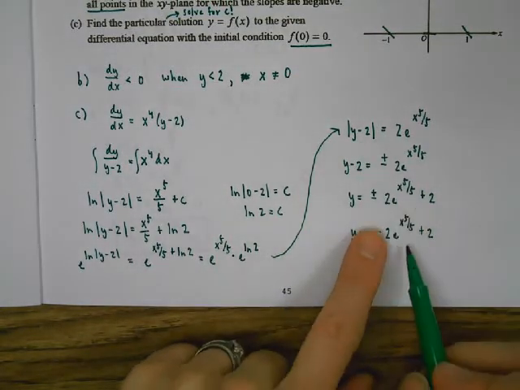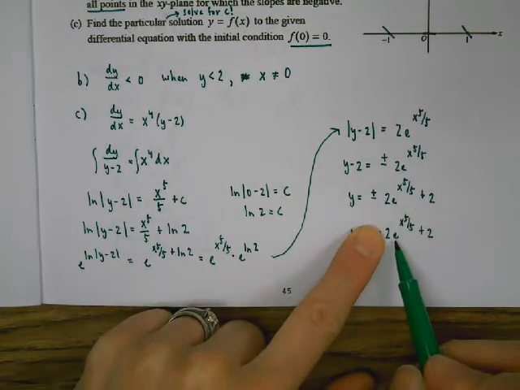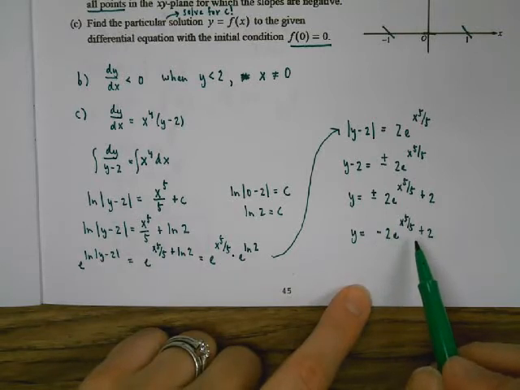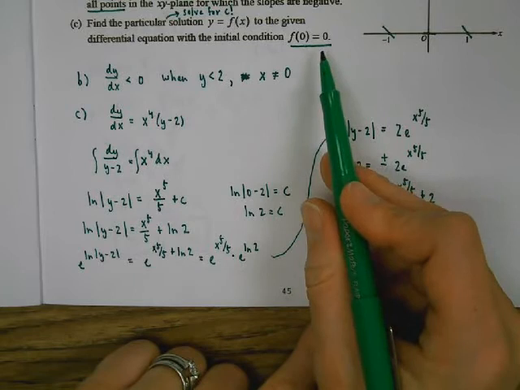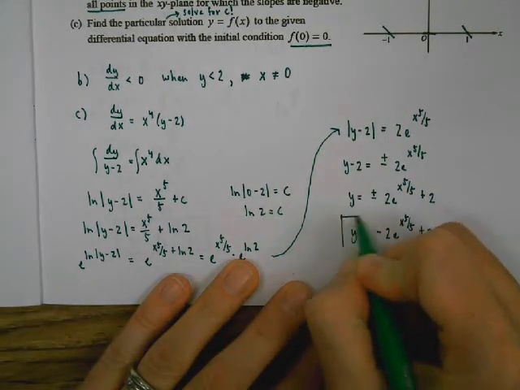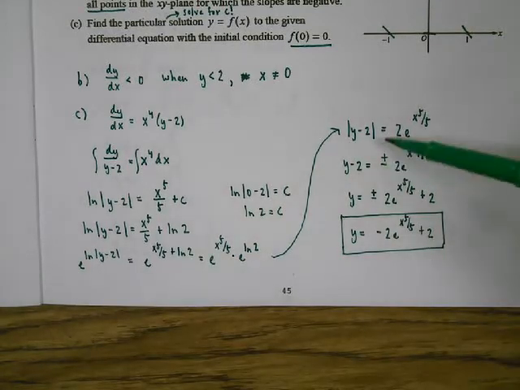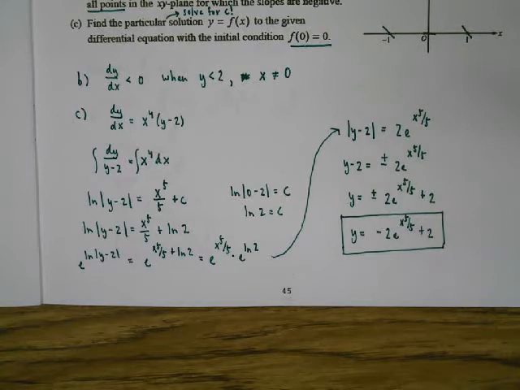Again, because then if I plug in 0, I get e to the 0 is 1. 1 times a negative 2 is negative 2, plus 2 is 0, and then I match my initial condition. So that's my final answer. So we have to be really careful with those absolute values that we're not just dropping them without considering the plus or minus.